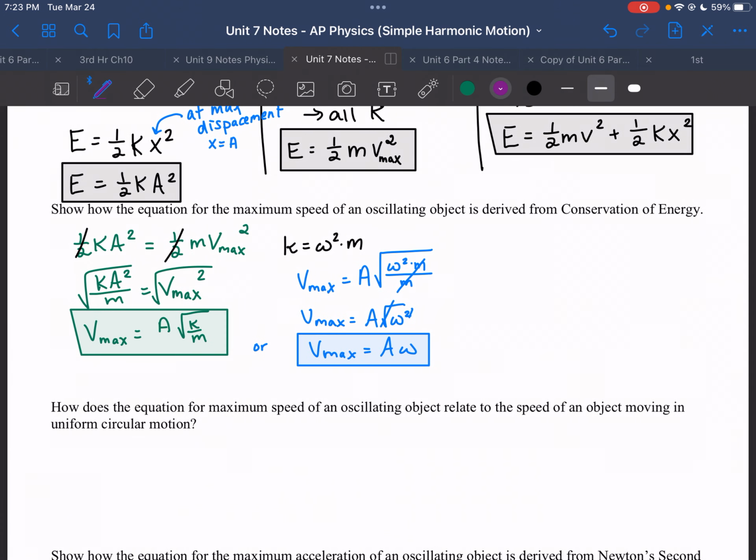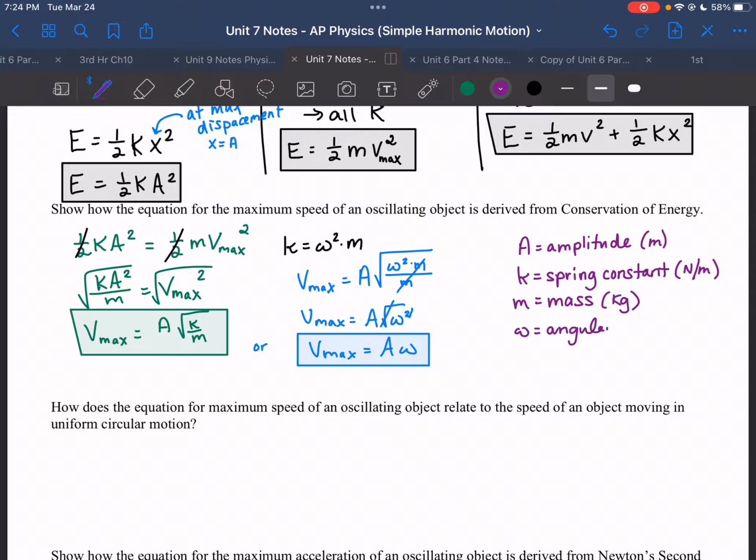Good habit to make sure you're reminding yourself to label your variables. So A is going to be the amplitude. It is a position in meters. K is going to be the spring constant, which is in newtons per meter. M is the mass in kilograms. And omega is the angular velocity, which is in radians per second.